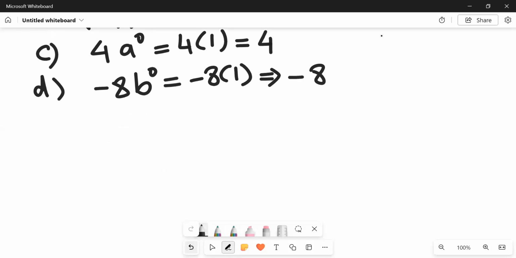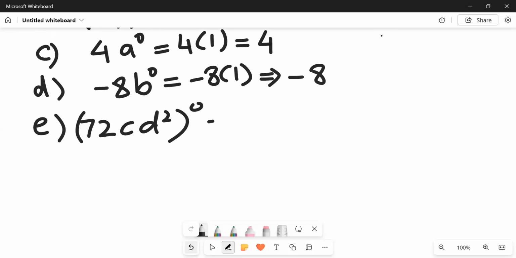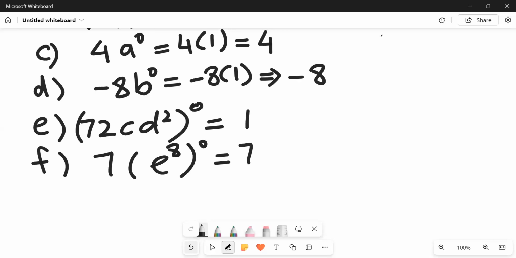Now E is 72, CD 2. This is all equal to 0, so it is 1. And now F part is 7E8 whole power 0, and it will be 1, equal to 7.